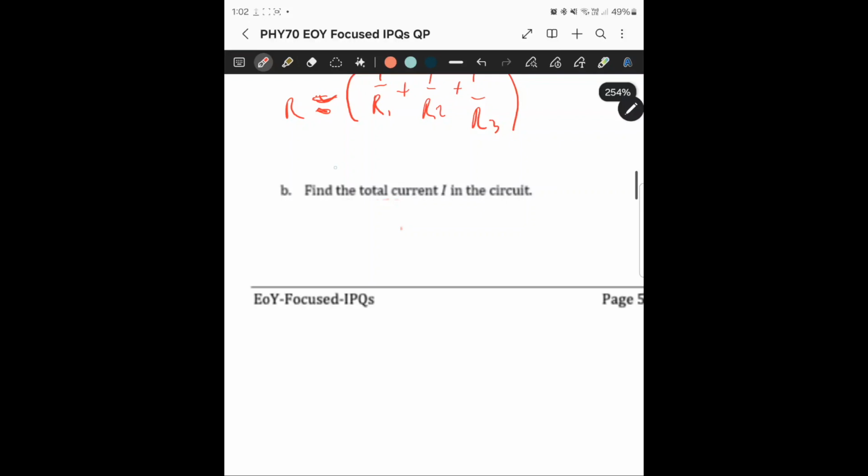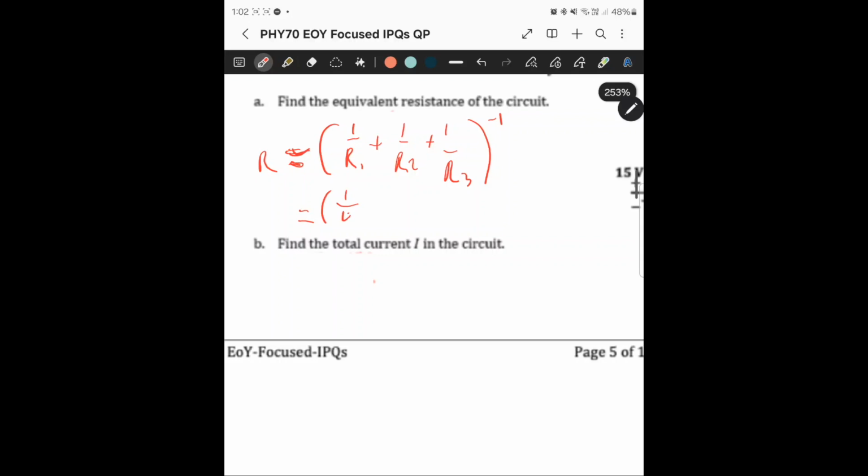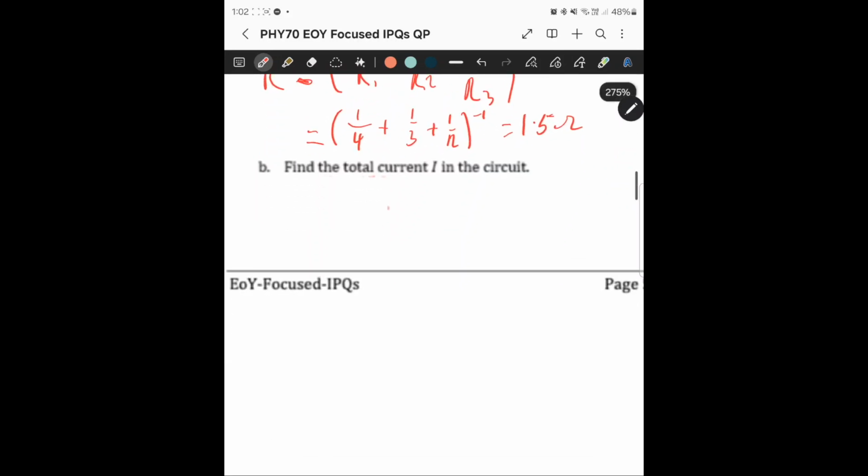You don't need to do any flipping or anything, so that's good. So let's try it. 1 over, what are the values? 4, 3 and 12. 1 over 4, 1 over 3, 1 over 12, bracket -1. Sticking that into your calculator, you will hopefully get your answer of 1.5 ohms.